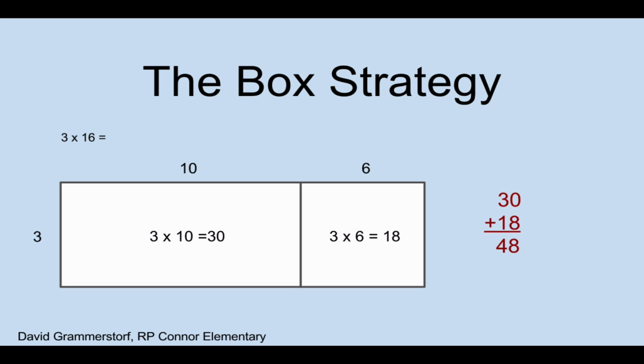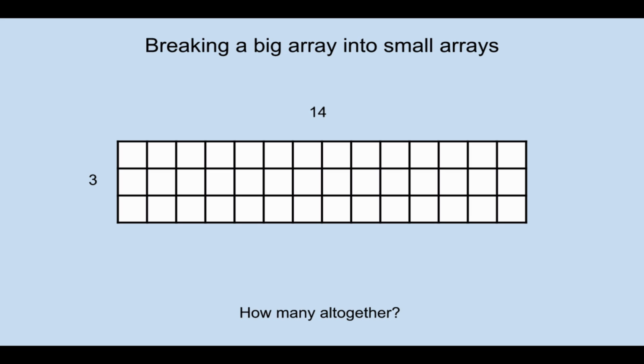First of all, what is the box strategy? It's a way for us to use what we know about arrays to solve larger multiplication problems. For instance, I don't know 3 times 14. I haven't memorized that. That's not a simple fact. But if I break up that 14 into two smaller numbers that I do know, I can solve this much more easily. Here's what it looks like in arrays.